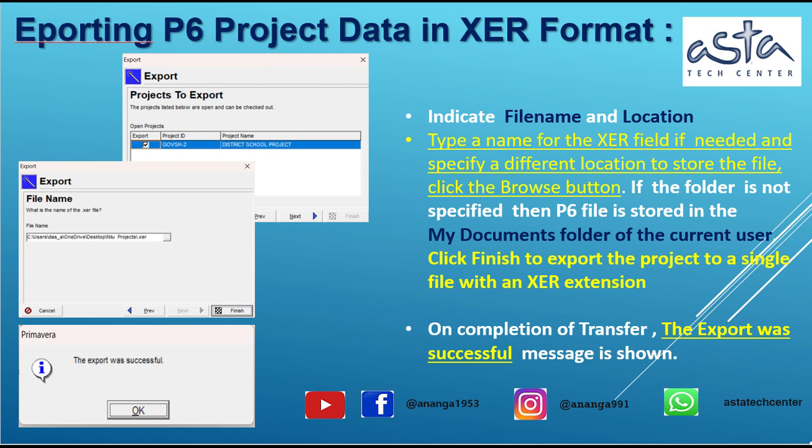Indicate file name and location. Type a name for the XER file, if needed, and specify a different location to store the file, click the Browse button. If the folder is not specified, then the P6 file is stored in the My Documents folder of the current user. Click Finish to export the project to a single file with an XER extension. On completion of transfer, the export was successful message is shown.